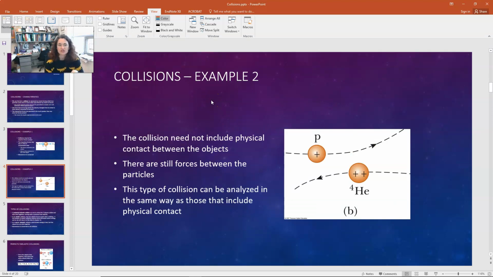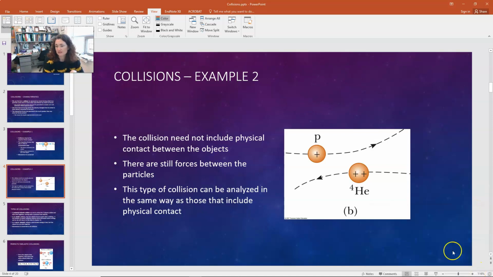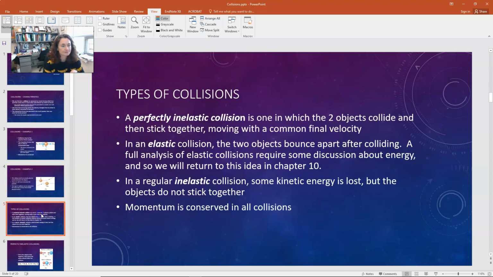Now here's a little sketch of a collision that doesn't actually have to involve physical contact. So here we see a proton and a helium nucleus, right? And they come very close to one another, and they interact with these strong Coulomb forces. But because the Coulomb force is so strong, they don't actually touch one another, okay? So they don't have to involve physical contact, in other words. But we can use the same ideas for momentum conservation to figure out this collision that we use for ones where you do have physical contact.